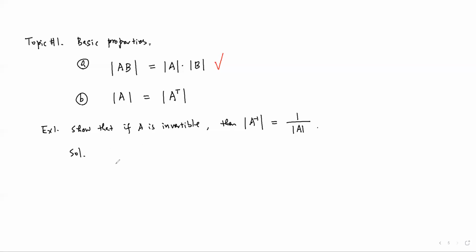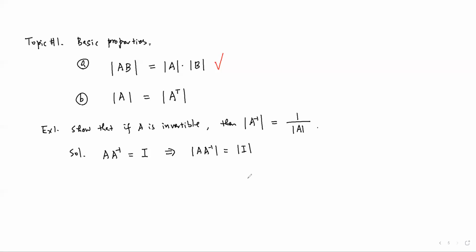Because A is invertible, A times its inverse is equal to the identity matrix. Now I take the determinant on both sides of this equation. Determinant on the left side. Determinant on the right side.